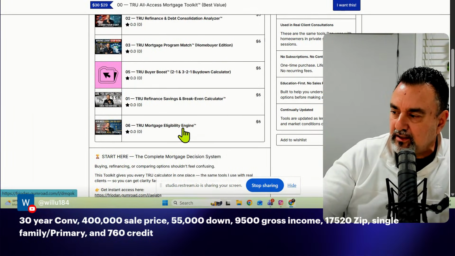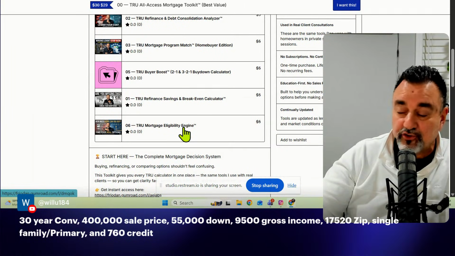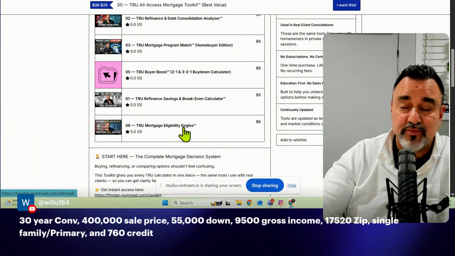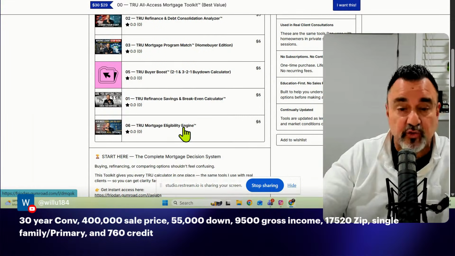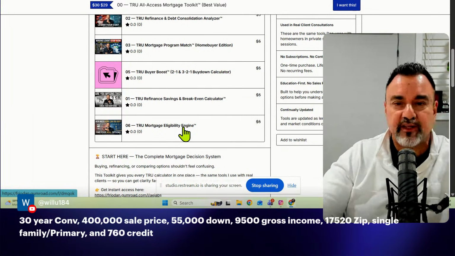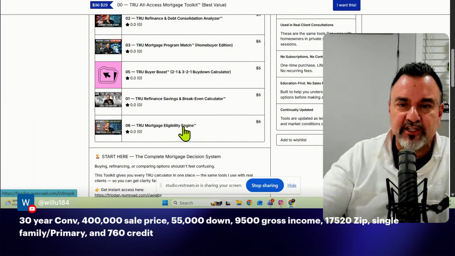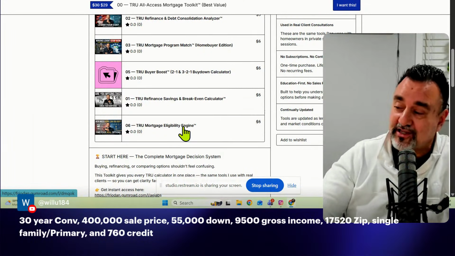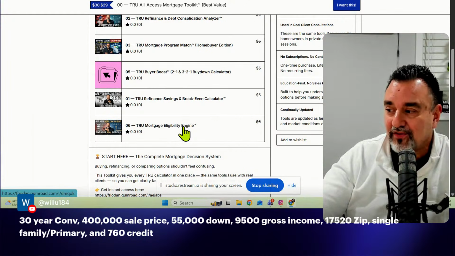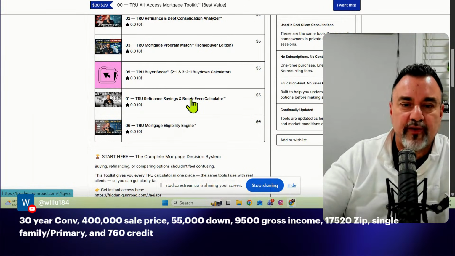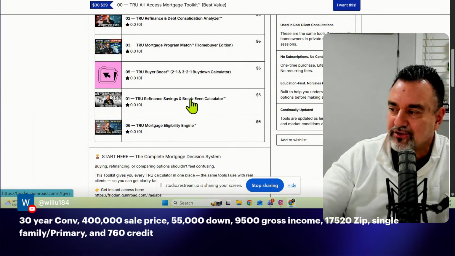The eligibility calculator. This goes through if you're trying to figure out what program is best for you. You run these things. It's really cool. My son created most of these. They're awesome. There's no charge for them. He spent at least 100 hours or so on these things. Does it make sense to refinance? Check out the calculators through here.